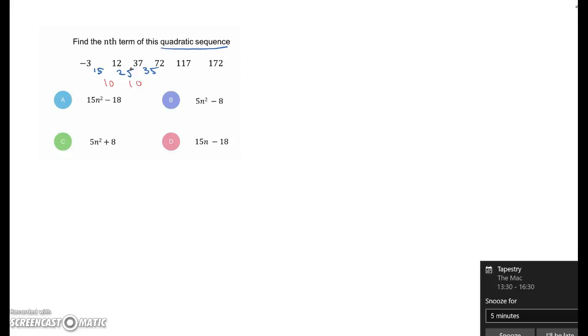So the difference between -3 and 12 gives me 15. From 12 up to 37 gives me 25. From 37 up to 72 gives me 35, and so on. I'm going to find the second difference. Between 15 and 25 is 10. Between 25 and 35 is 10. Excellent.